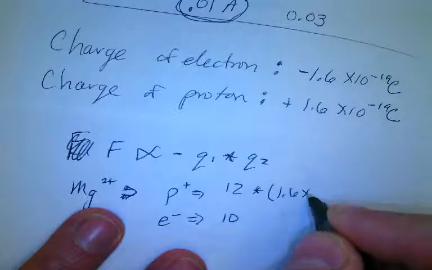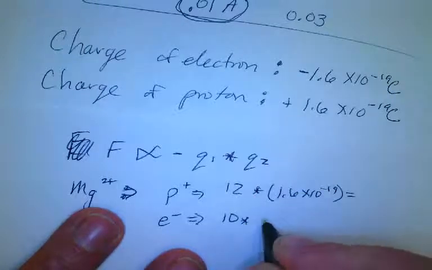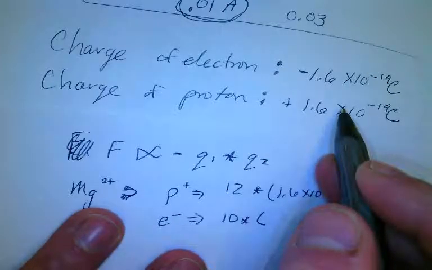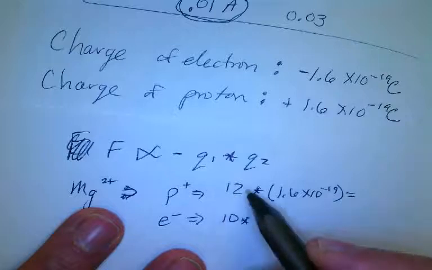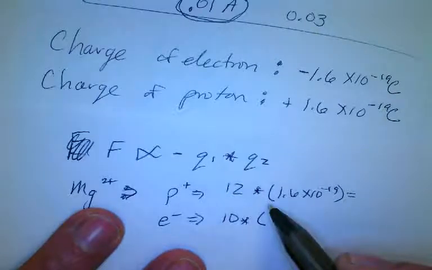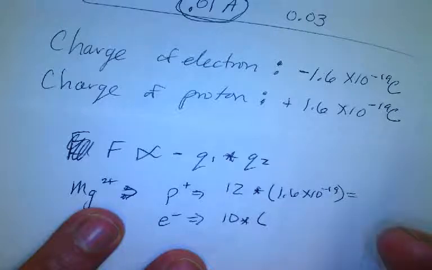So it's going to look like this. Does that make sense to you? So each proton has this charge. Each electron has this charge. I don't have 1. I have 12. So do you understand why you're multiplying? Yes or no? Well, you have to talk to me. Do you understand why you're multiplying?